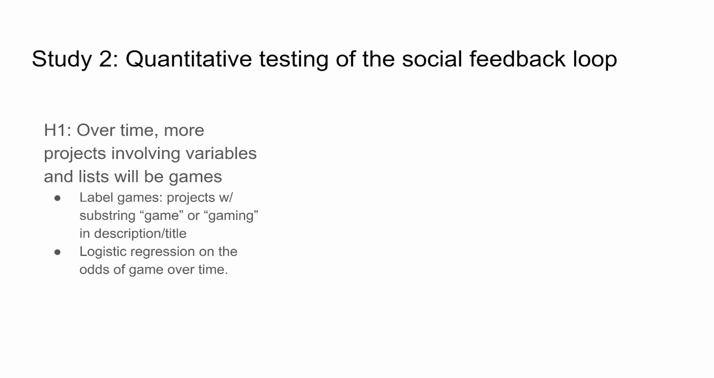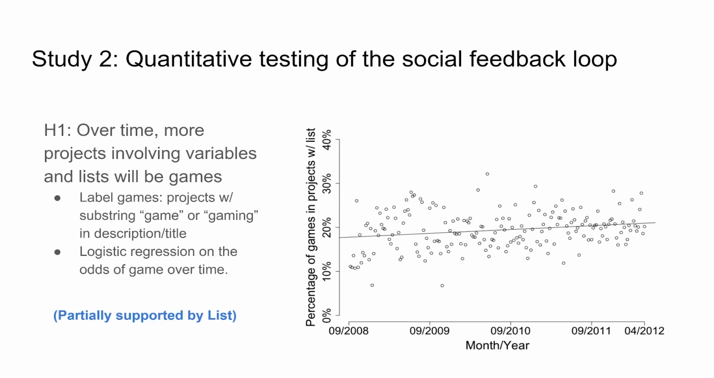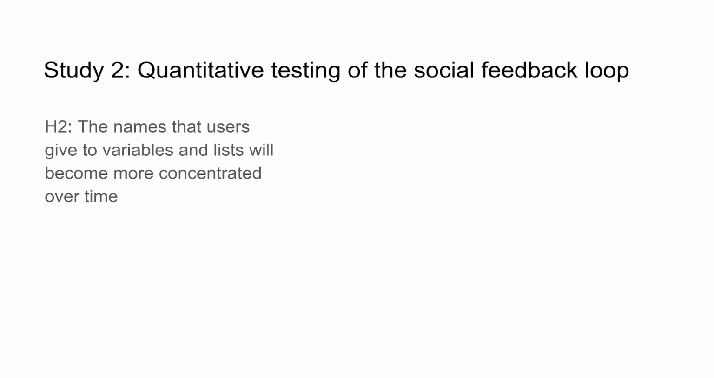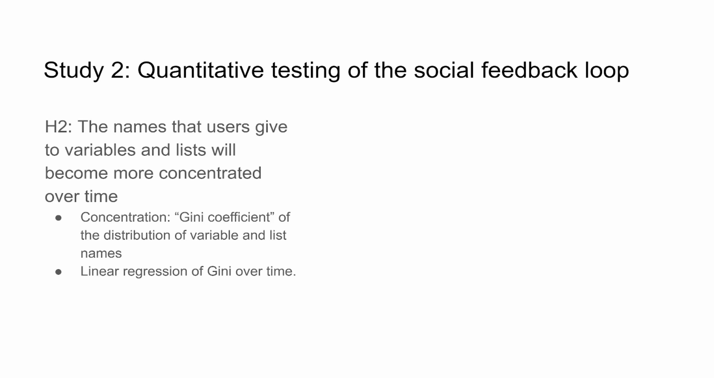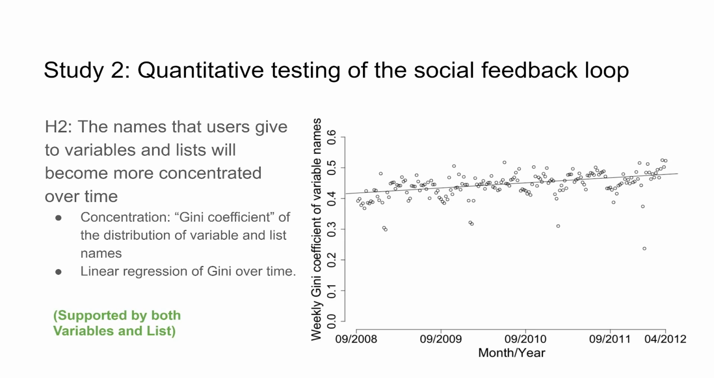For all the hypotheses, we conducted analysis on projects with variables and projects with lists, respectively. The first hypothesis is partially supported by projects with lists. Over the years, the proportion of games among projects with lists has been increasing in the community. Second, we hypothesized that the names that users gave to variables and lists will become more concentrated over time. We measure concentration using the Gini coefficient of the counts of variable and list names in the community. We tested the hypothesis using linear regression of Gini coefficients over time, and we found general support for this hypothesis.